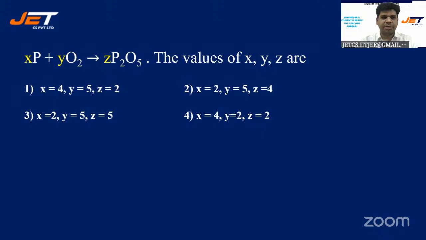Here is the next one. X P plus Y O2 gives rise to Z P2O5. The values of X, Y, and Z are.